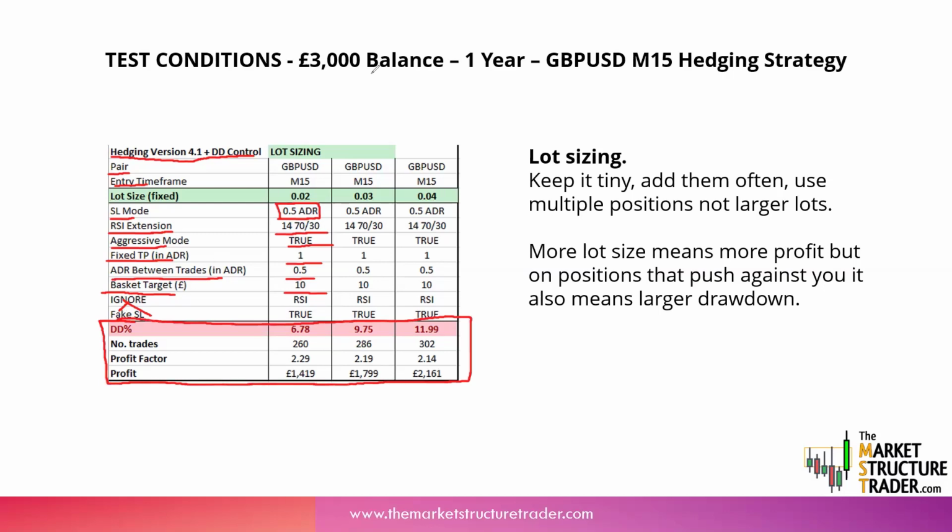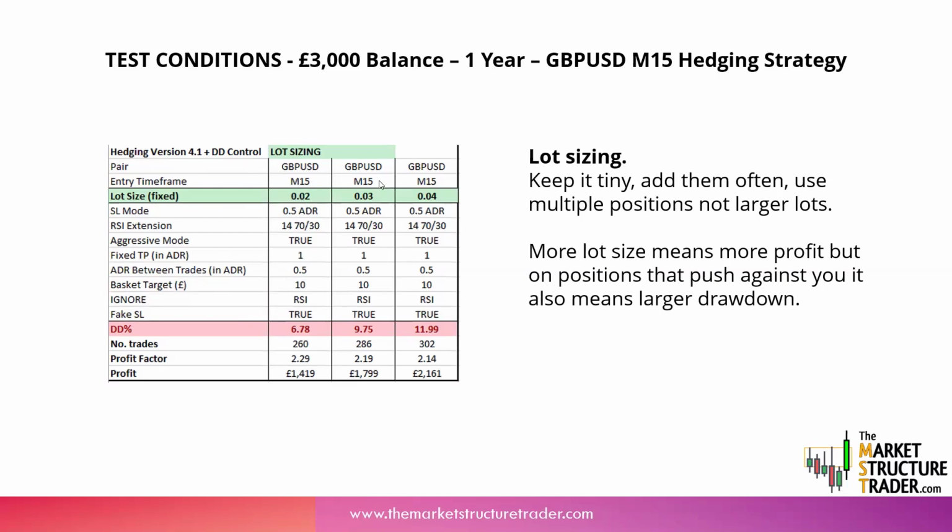Okay, and what I've done here is I've taken 3 tests. In the first test, I used a fixed lot size of 0.02. Okay, so I entered every position with 0.02 lots, and that gave me a drawdown of 6.78% on the account over a year, and it made £1,400 profit.